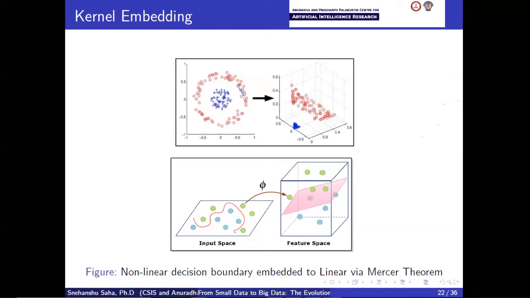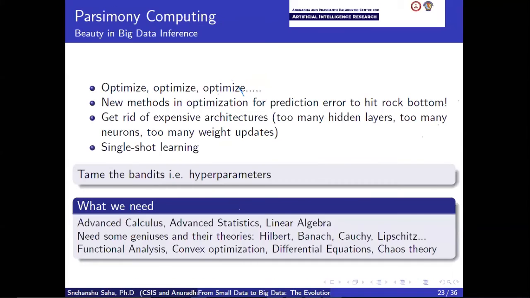The people in big data, people like me, lesser models like me, realized that we can use this in inferencing big data decision problems. Okay, so I think I'll finish with this. When we migrate from small data inference to big data inference, the central theme remains the same. We optimize, optimize, optimize. You have to come up with new methods in optimization, solidly backed theoretically, so that your prediction errors are low. Get rid of expensive architectures.